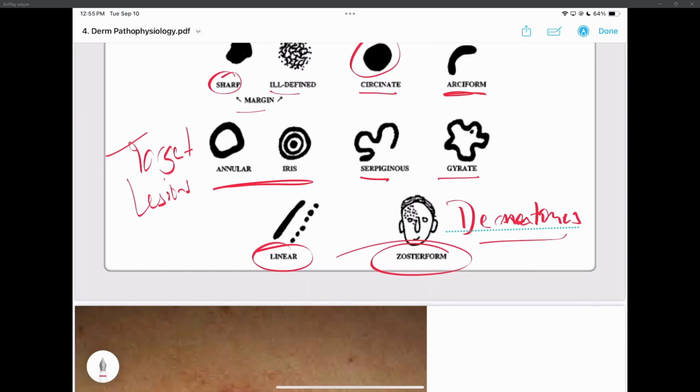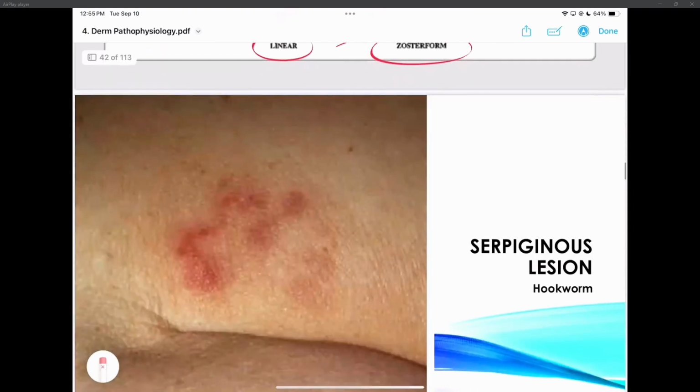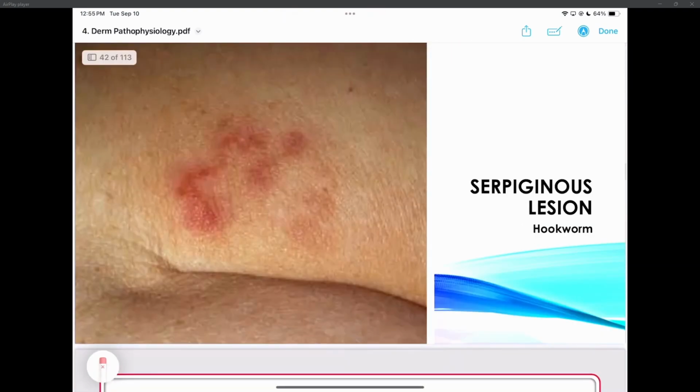That's why you have to be careful, especially with the ophthalmic division of your trigeminal nerve, because that gets infected and you get into your eye. So that's why it's very important to know those dermatomes, know where they go, because that's the pattern they're going to have for their rash. So this is what serpiginous, this is what hookworm looks like. So hookworm comes in a serpiginous pattern. That's the biggest thing for derm, is remembering the patterns of their diseases.